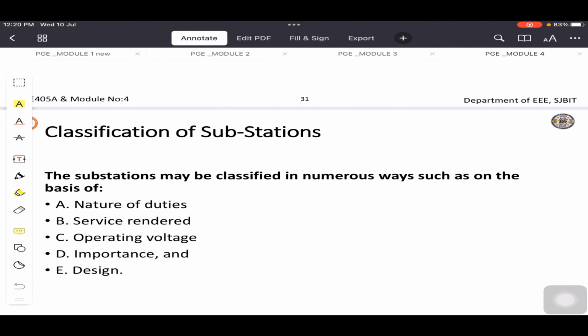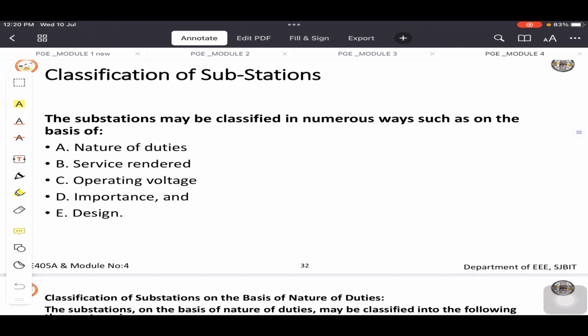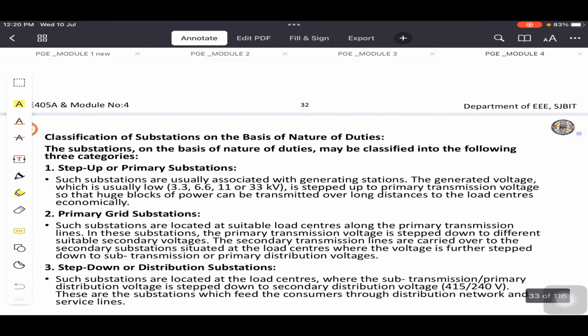Understand about classifications of substations, how they have been classified and what are the different sub-classifications. So generally the substations may be classified in numerous ways based on various factors. The first factor being on the basis of nature of duties, second one on the basis of service rendered, third one on the basis of operating voltage, fourth one on the basis of importance, and the last one on the basis of design. So we have categorized into 5 types of substations. Now let us understand each substation and its sub classifications.